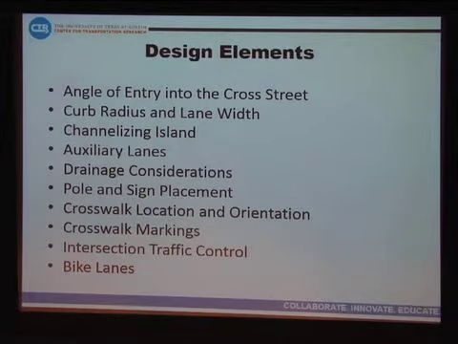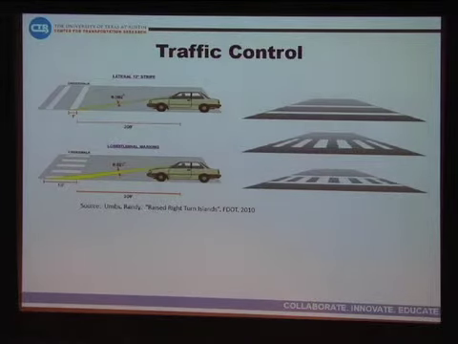As I mentioned in the process, we developed a number of design elements for consideration as we developed these guidelines. As you can see there, starting out with geometric elements with respect to the roadway, the turning roadway, including the angle of entry to the cross street, the pavement width, curb radii, the use of auxiliary lanes, the placement of drainage features, sign and pole placement to avoid pedestrian walkways, as well as the crosswalk and the location of the crosswalk and orientation, as well as some of the other traffic control devices within these facilities. Going into some of the traffic control, we looked at the crosswalk pavement markings themselves.